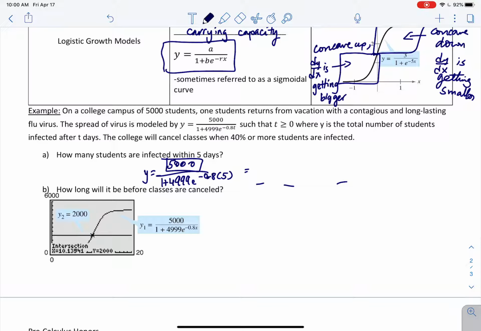The next thing is how long will it take before classes are canceled? Well, here we know 40% of students need to be infected, which means we need to get to 2,000 students. And so then you do 2,000 equals this. And this is something where you'd use a graphing calculator to solve the equation. So this is another place where you should learn how you use your graphing calculator for it.